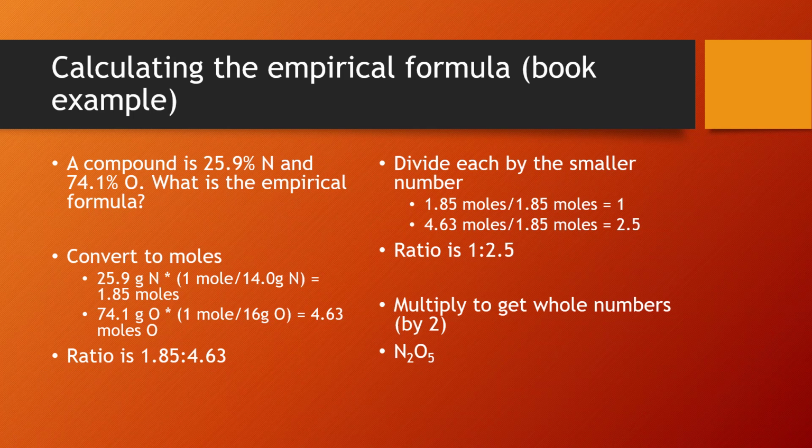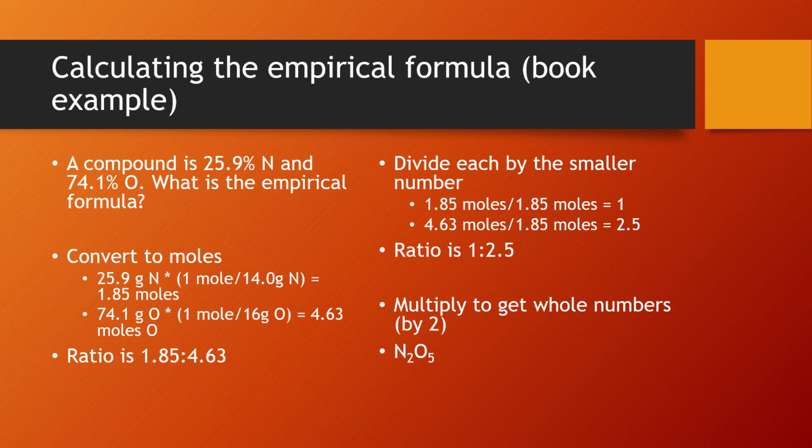You get 25.9 grams of nitrogen. If you think 1 mole of nitrogen is 14.0 grams, that's 1.85 moles of nitrogen. And 74.1 grams of oxygen, you convert that to moles, is 4.63 moles of oxygen. So the ratio is 1.85 to 4.63. Those need to be whole numbers though.